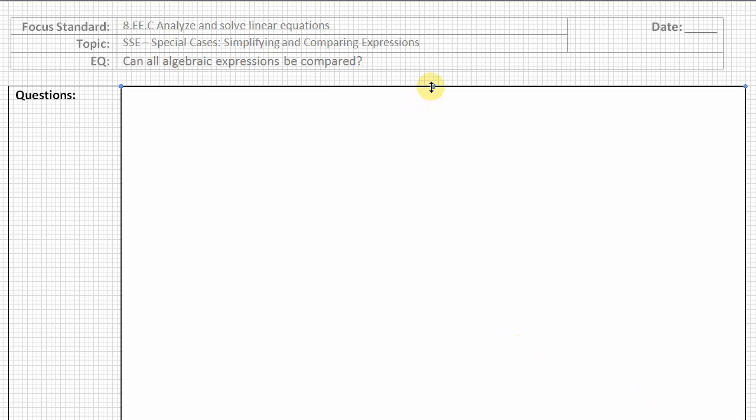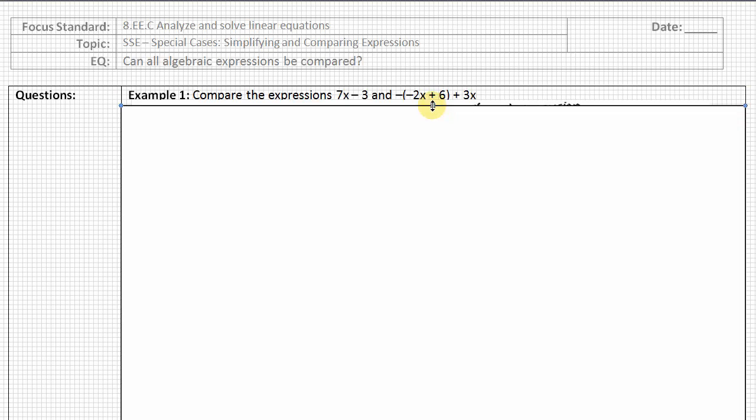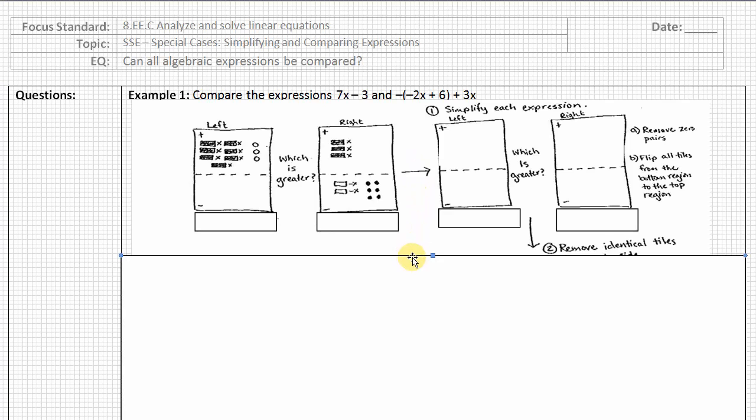So for today's lesson, we're going to jump right into it. In our first example, we're going to compare the expression 7x minus 3 and negative times the quantity negative 2x plus 6, close parentheses, plus 3x. So we're still going to use algebra mats to go through this, but we're going to start to look at some special cases and ask the question, can all algebraic expressions be compared?